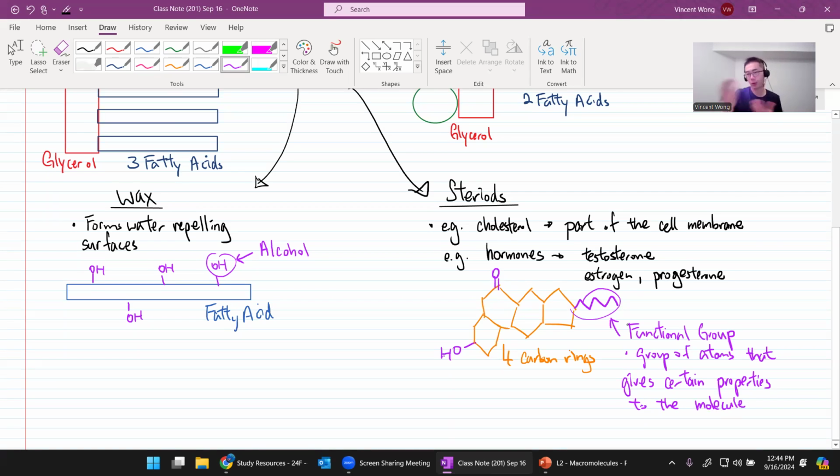For example, OH makes it more soluble in water. Alcohol is soluble in water. This makes it polar, and so on and so forth. You don't have to memorize it. When you learn it in organic chemistry, you will know the properties. But that's what a steroid is: 4 carbon rings, with things added onto it that give it special properties. That's basically what you have to know. All right.